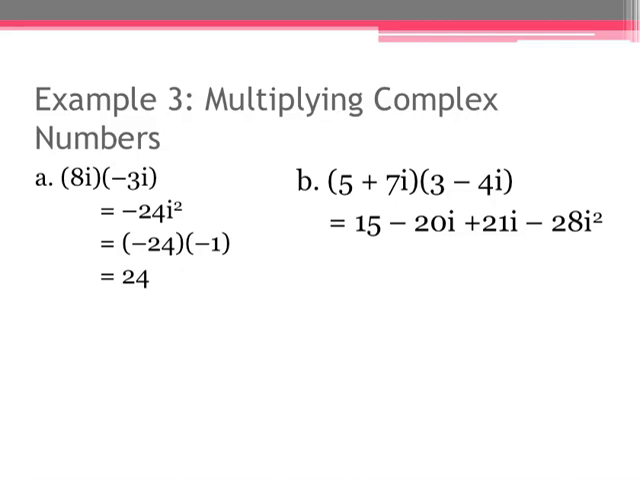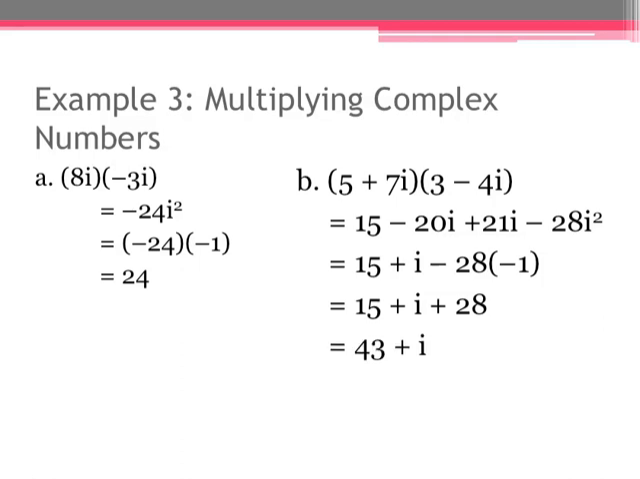Now we can combine the negative 20i plus 21i, and that becomes just 1i. And then that i squared, I'm going to change to a negative 1. All right, multiplying the negative 28 times negative 1 gives me plus 28, so this is 15 plus i plus 28. And then 15 plus 28, which is equal to 43. So this is 43 plus i.